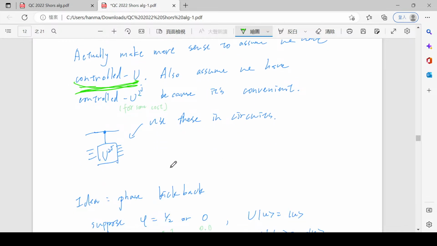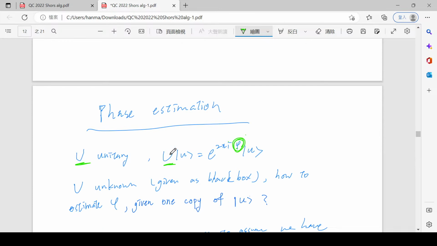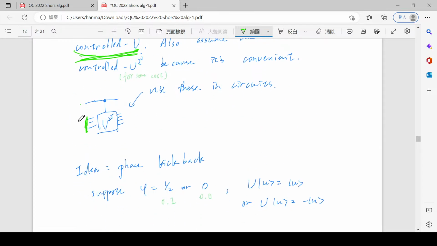And control U to the 2^j is going to be something like this. So there is a control bit, it will be 0 or 1, and then you apply U to the 2^j times on some number of bits. So we didn't say U is 1 bit or not, U can be many bits. So this U unitary can be many bits, and this small u eigenvector can be many bits. Sorry, many qubits.